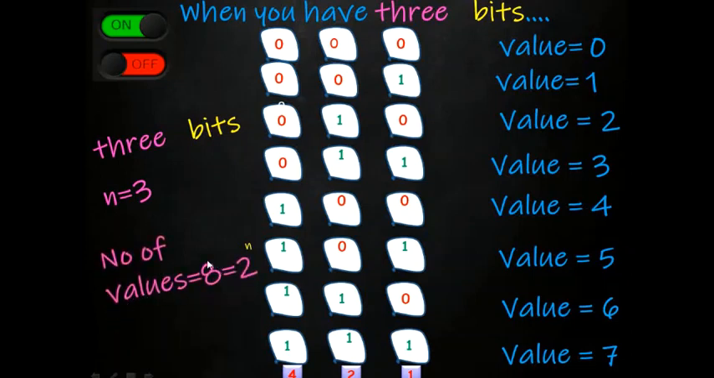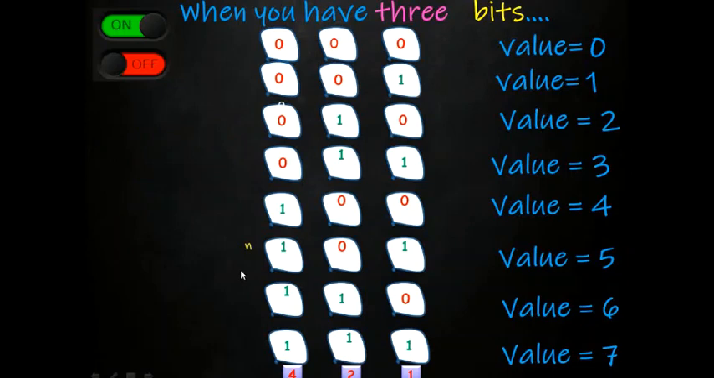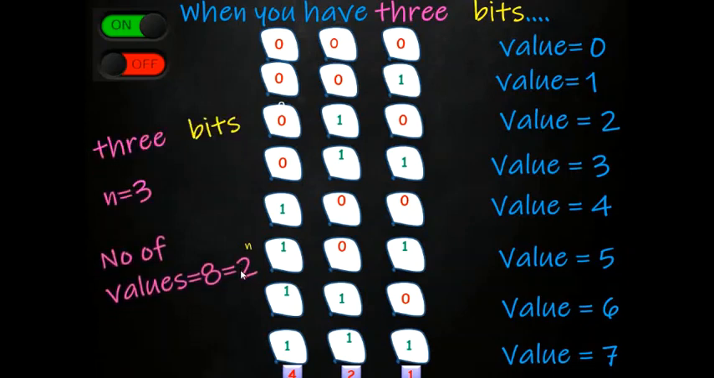Number of values is 8, where 8 is equal to 2 raised to n, where n is 3. So if you came to the previous slide, the previous one we saw, there you had 4 values. So that was 2 raised to 2.